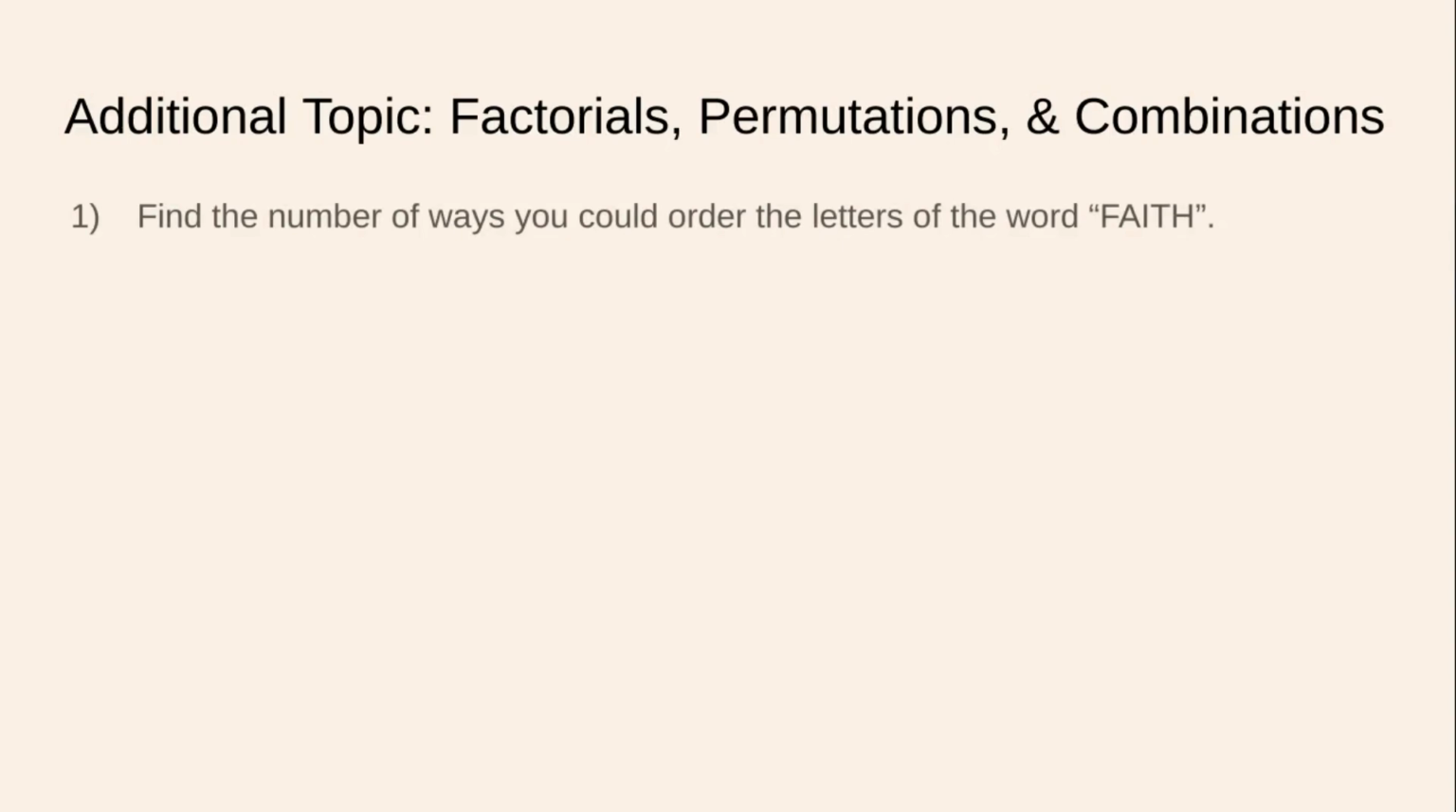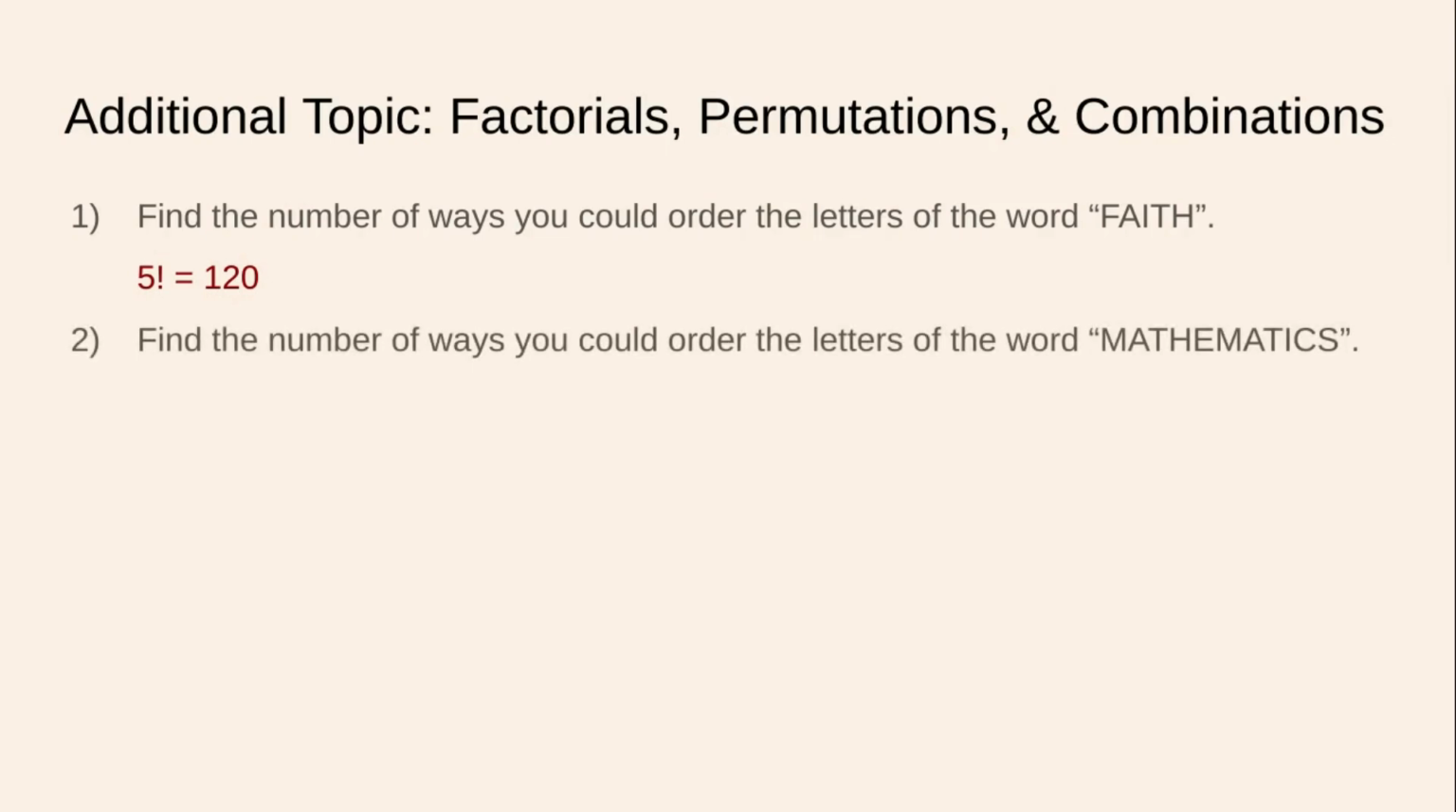Find the number of ways you could order the letters of the word faith. All right. So how many ways can you order those 5 letters? Well, for ordering all the letters, it's going to be 5 factorial: 5 times 4 times 3 times 2 times 1, which is 120.